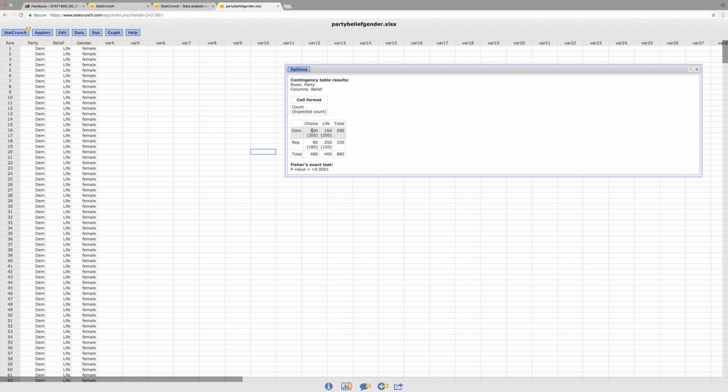Now I'm looking at the numbers in the cells that aren't in the parentheses. So I have 400 Democrats who are pro-choice, and 150 Democrats who are pro-life. Of the Republicans, 80 are pro-choice, and 250 are pro-life. Now, the values in the parentheses are called the expected cell counts, and I'm going to write those down.